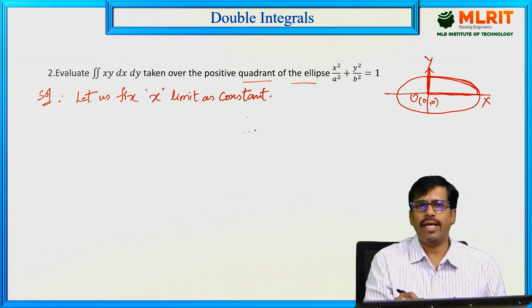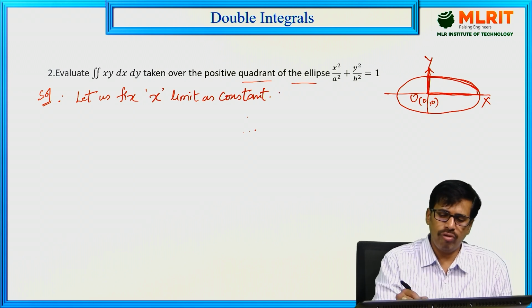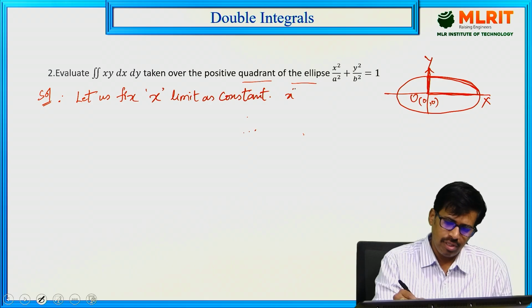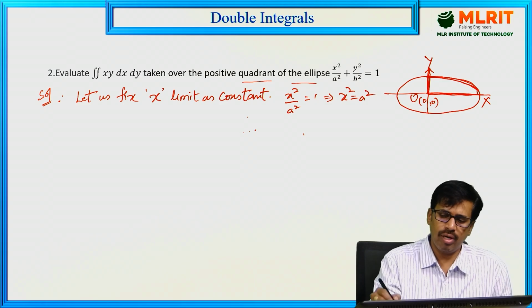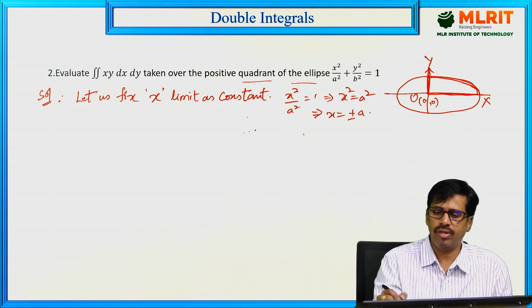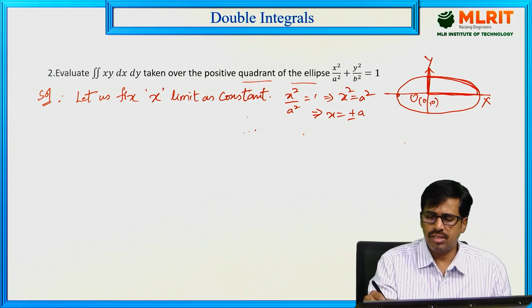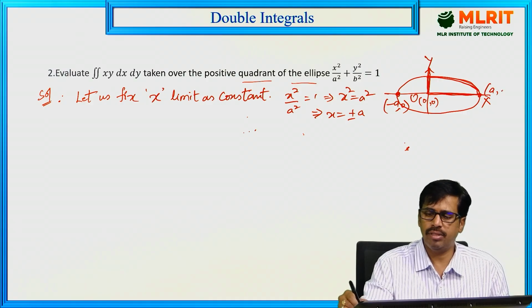So on the x axis, at any point you can see the y coordinate is 0. So if y is 0, we can write x square by a square equal to 1. So x square equal to a square. So we get x is equal to plus or minus a. So this is the point minus a comma 0. And this is the point plus a comma 0.